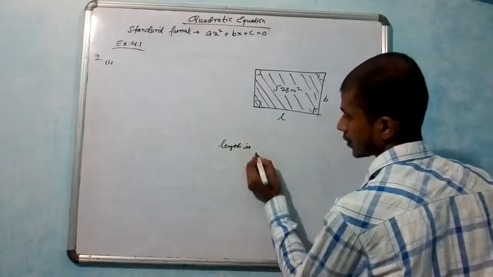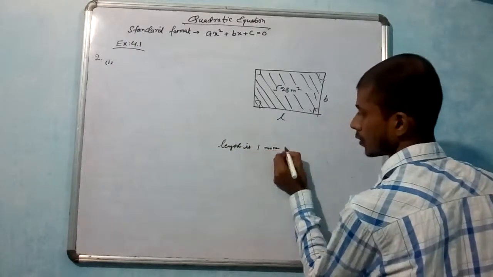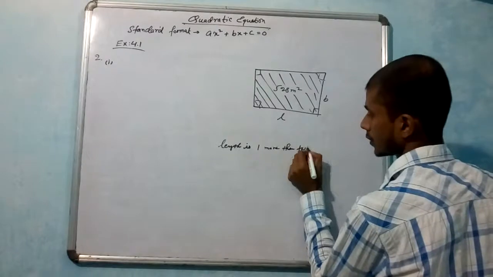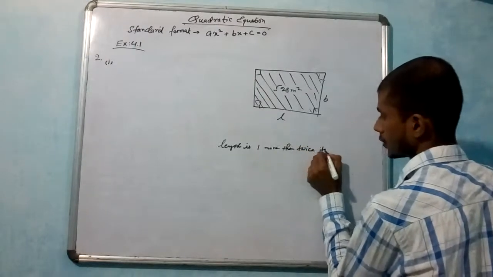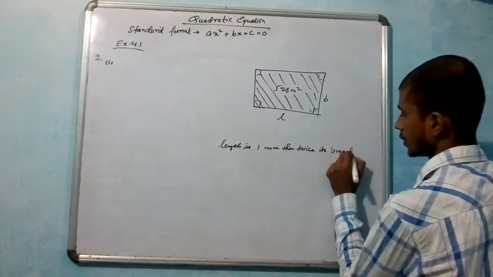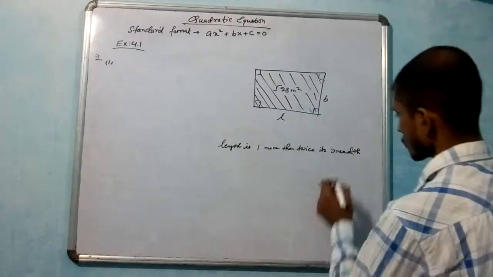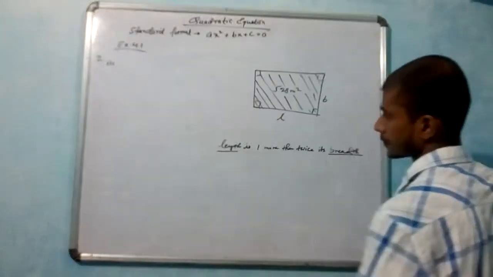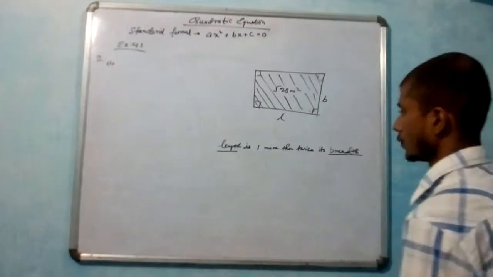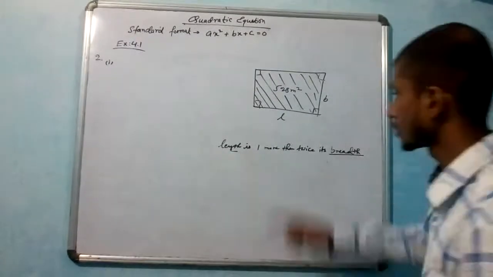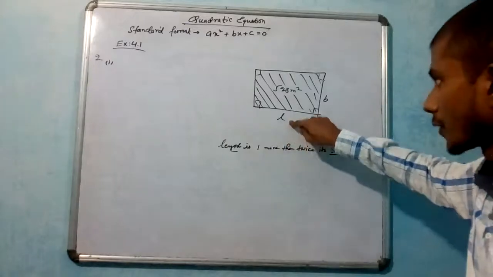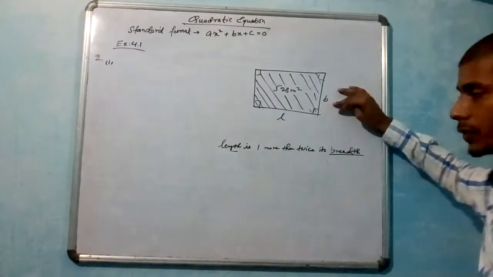Length is one more than twice its breadth. This is the statement. Okay, so from where should we start? Should we first assume breadth, or should we assume length? If we assume length, then from length we have to subtract 1. After subtracting 1, we have to halve it, then we will come to breadth.